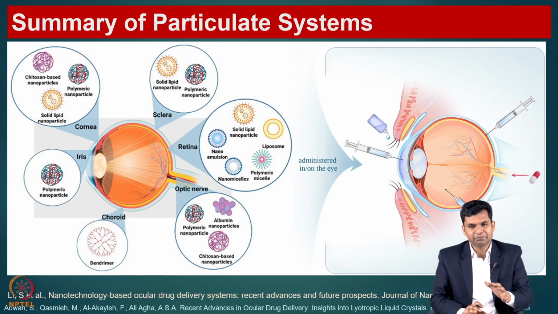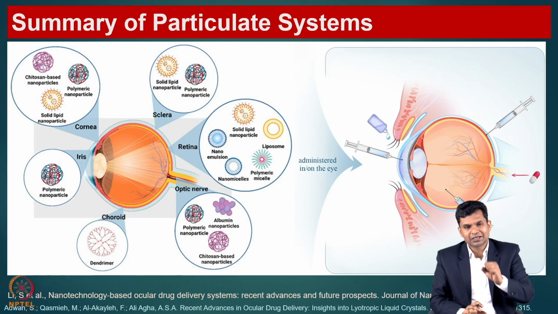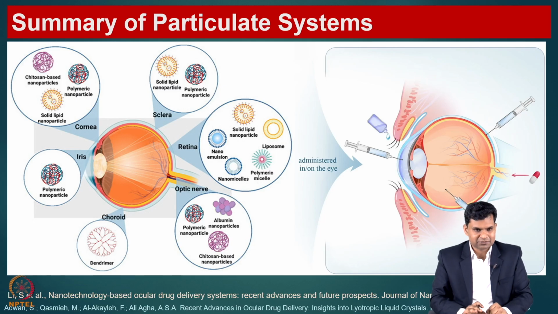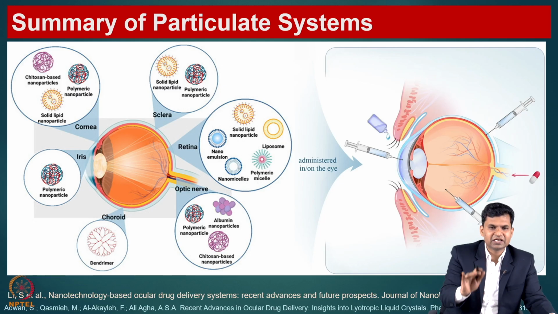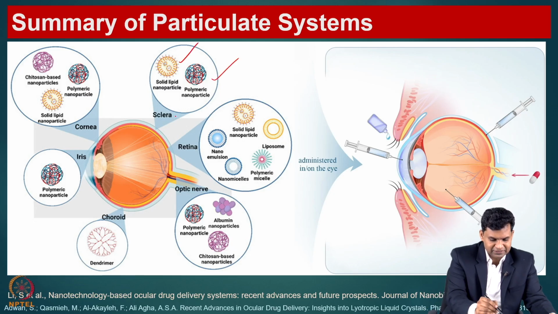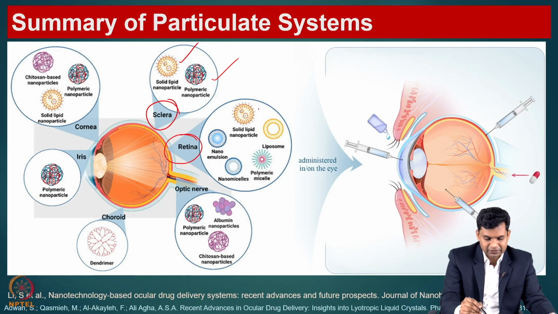So, with this summary we are going to conclude the particulate systems. Here you can see various types of carrier systems. All this we have discussed in week 2 and week 3. Here are the solid lipid nanoparticles and polymer nanoparticles we can use for the treatment of the sclera. Now, for the retinal treatment: SLN, liposomes, micelles, nanomicelles, and nanoemulsion.